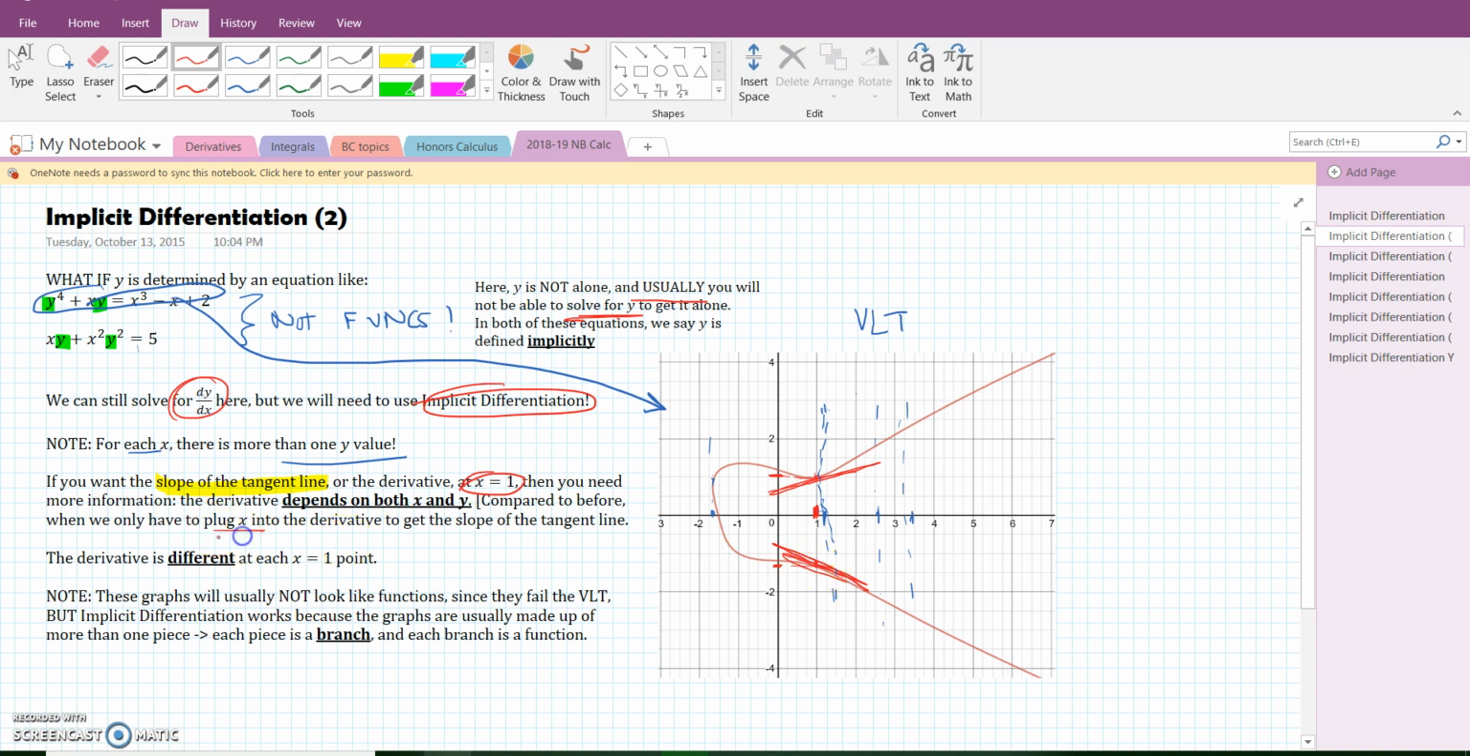So before, all you had to do was plug x into a derivative to get a slope, but here you can't just plug x in because there's more than one case. So you're going to have to use the x and the y. And down here, again, I'm just noting that we failed the vertical line test.